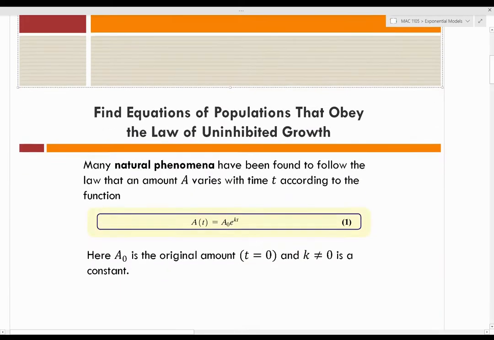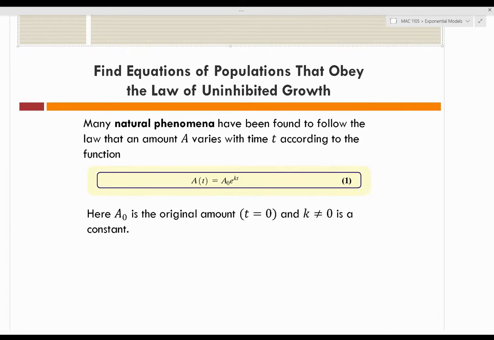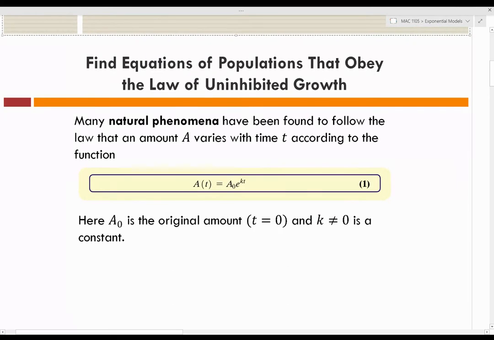Okay, so the first thing that we're going to look at, it says that many natural phenomena have been found to follow the law that an amount A varies with time t according to the function A of t equals A subscript 0 e to the kt, where A subscript 0 is the original amount when time equals 0, and k does not equal 0 is a constant. As we begin to look at exponential growth and decay models, this is one of the base formulas that we're going to be using.